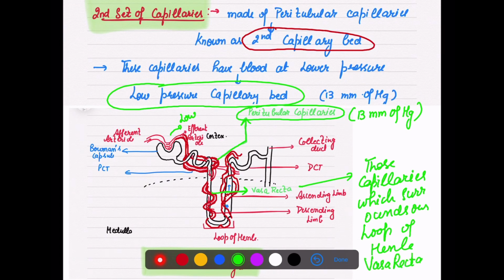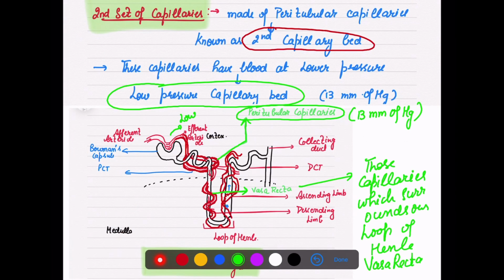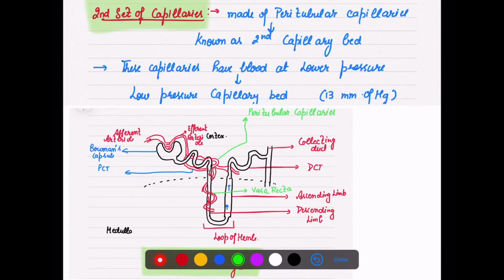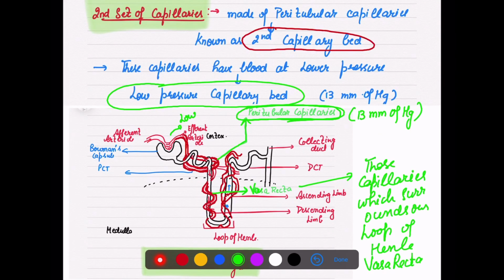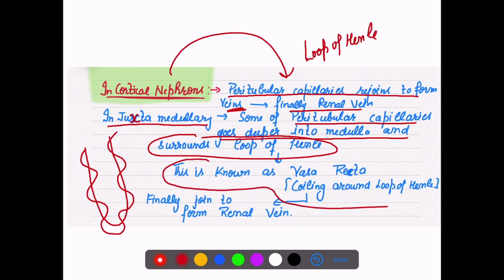So I told you here about three capillaries, right? Which three capillaries? One is your peritubular capillaries, second one is this high pressure capillary bed. Where will the high pressure capillary bed be observed? The glomerulus. Then the third one is our vasa recta, and finally this joins with the renal vein, right? It joins with the renal vein. So this vasa recta coils around the loop of Henle and joins into the renal vein.